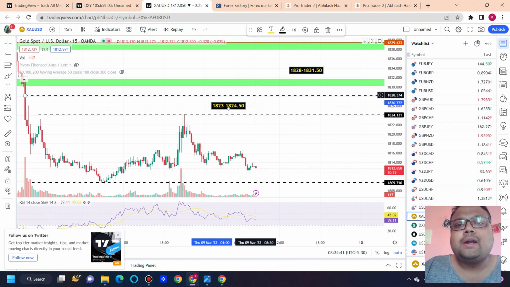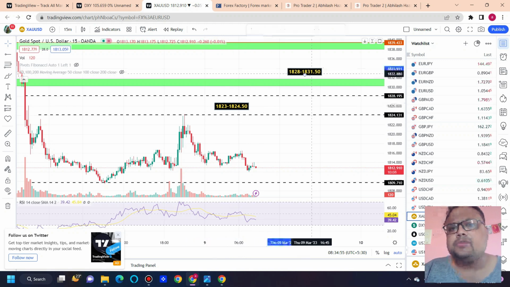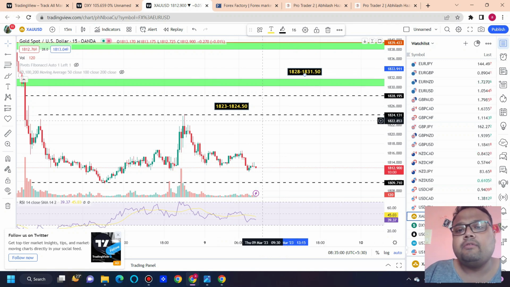So these two are the resistances for the day. As the volatility of the market is low, we are expecting the market to reverse from the 1823.24 level. In case heavy volatility comes during the day, this will not work because this is a minor resistance. This is a good resistance, so I think the market should respect 1828 to 1831.50.